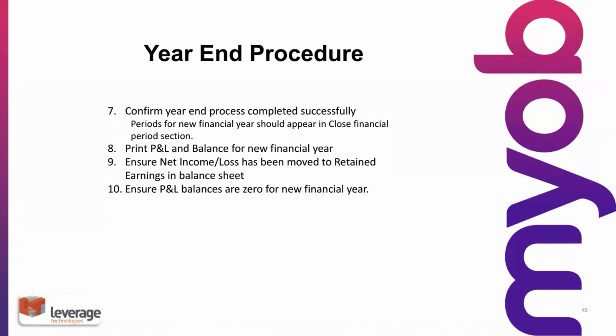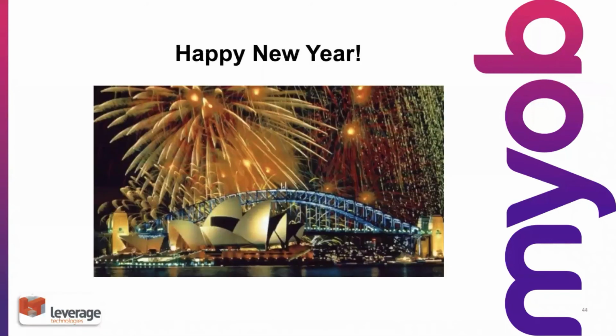Naturally, print off the P&L and balance sheets for the new year. And I guess the next 2 points should be sub-points of that. Within the balance sheet, just want to make sure that the income has been moved to retained earnings, so either the loss or income, and obviously in the P&L that all the balances have been zeroed out for the new financial year. And that's our year completed.